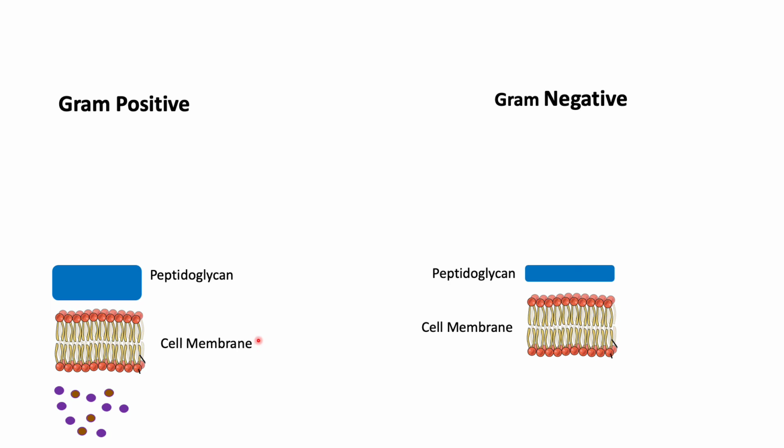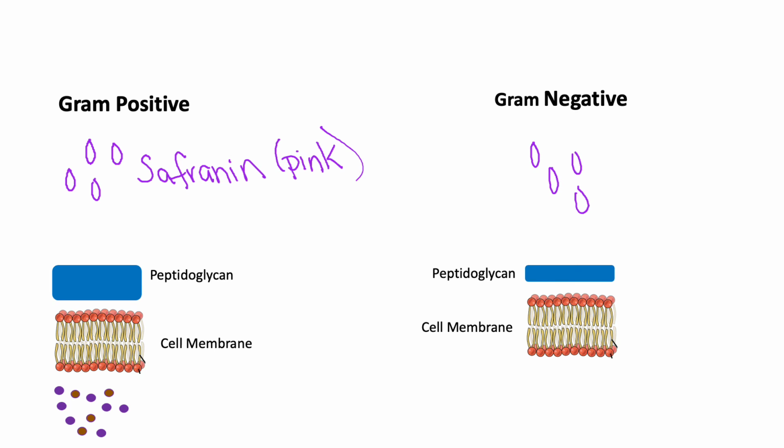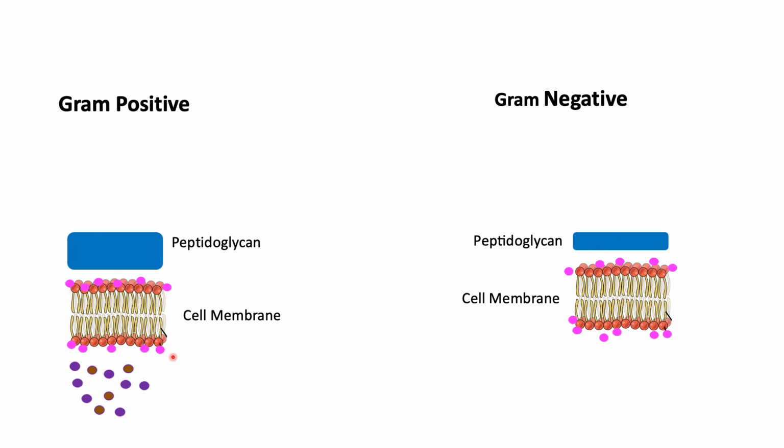Now the next thing we do is we add safranin. So safranin is pink in color. So we'll denote it. It's pink in color, but I only have purple over here. So this is safranin. And keep in mind that safranin is actually pink, but I only have purple. Okay. So the safranin is going to seep through, and what we're going to see is that it's going to interact with the cell membrane for both. So over here, we can see these safranin molecules.